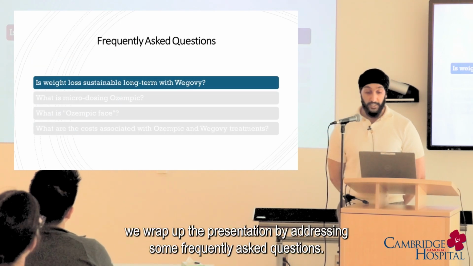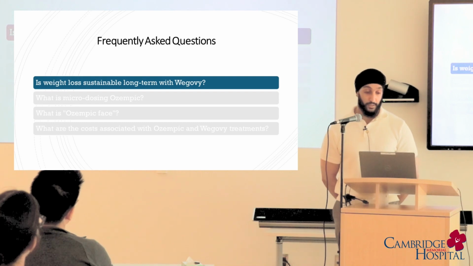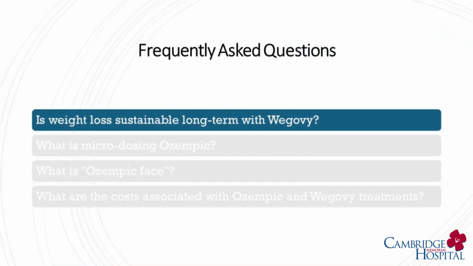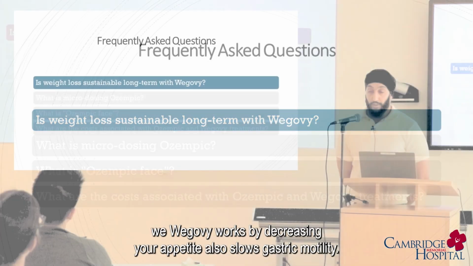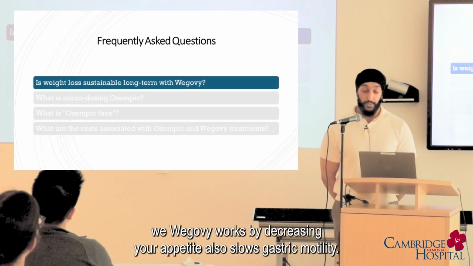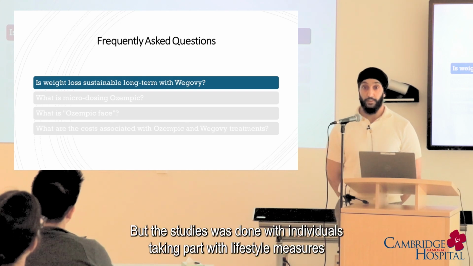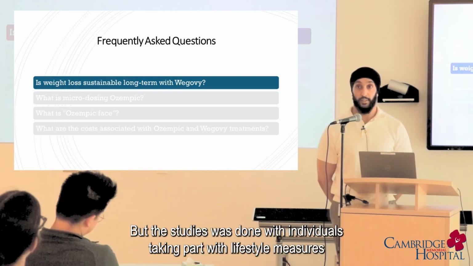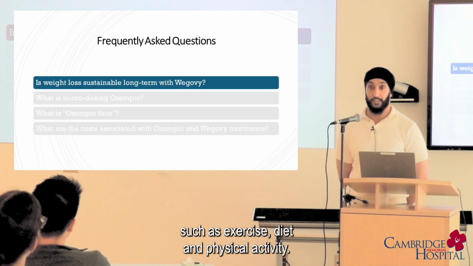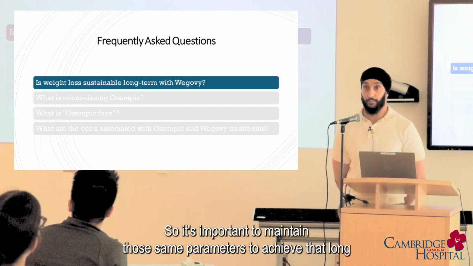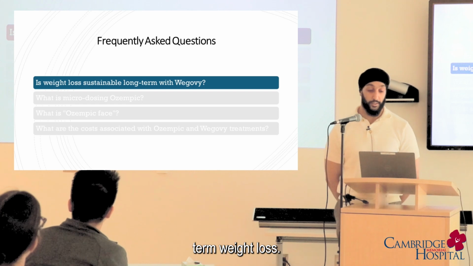We'll wrap up the presentation by addressing some frequently asked questions. So is weight loss sustainable long-term with Wegovy? If we look back, Wegovy works by decreasing your appetite. It also slows gastric motility. But the studies were done with individuals taking part in lifestyle measures, such as exercise, diet, and physical activity. So it's important to maintain those same parameters to achieve that long-term weight loss.